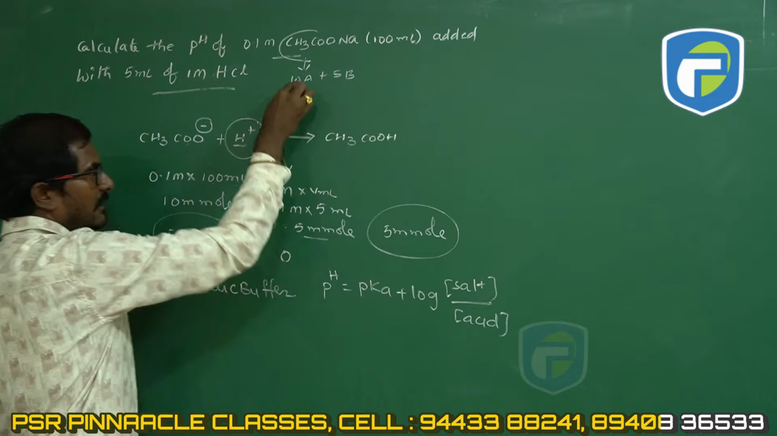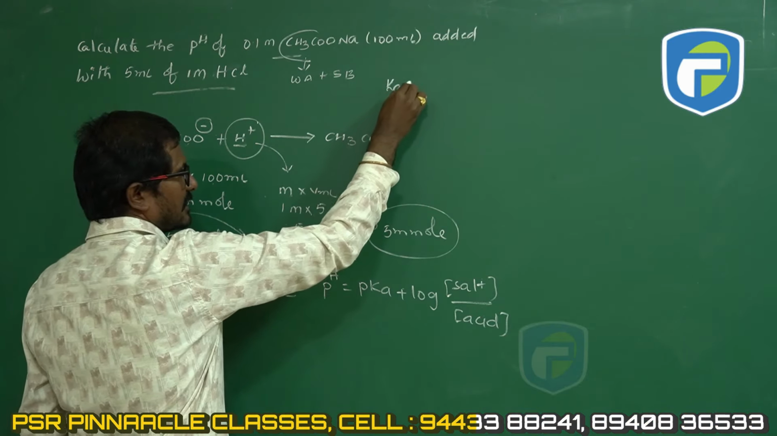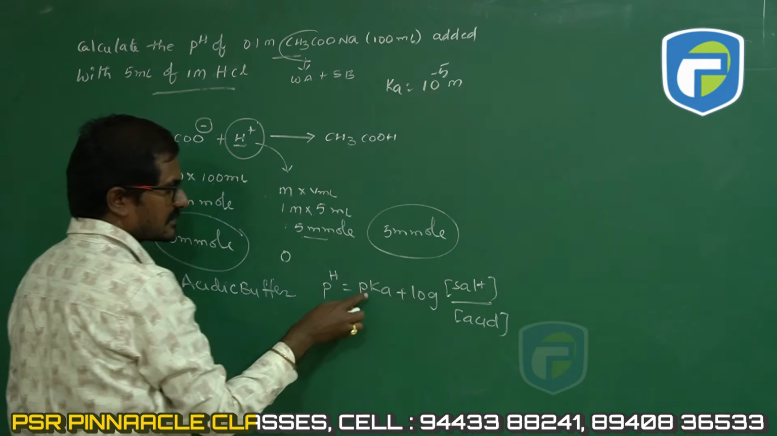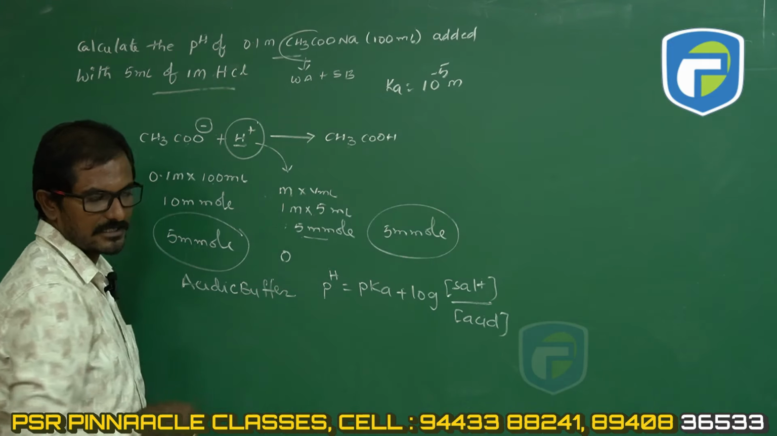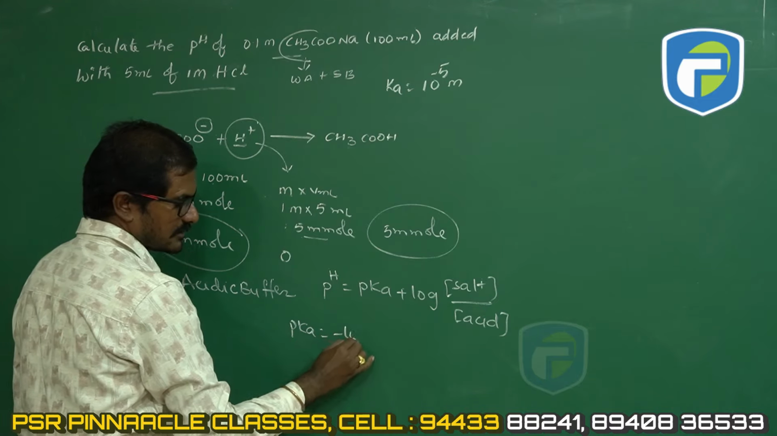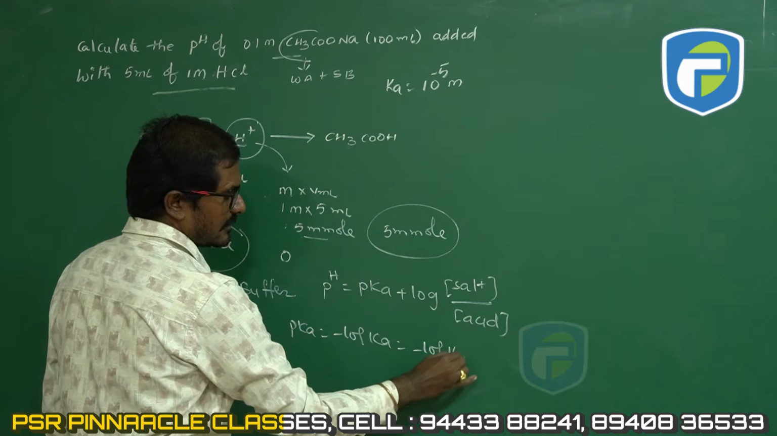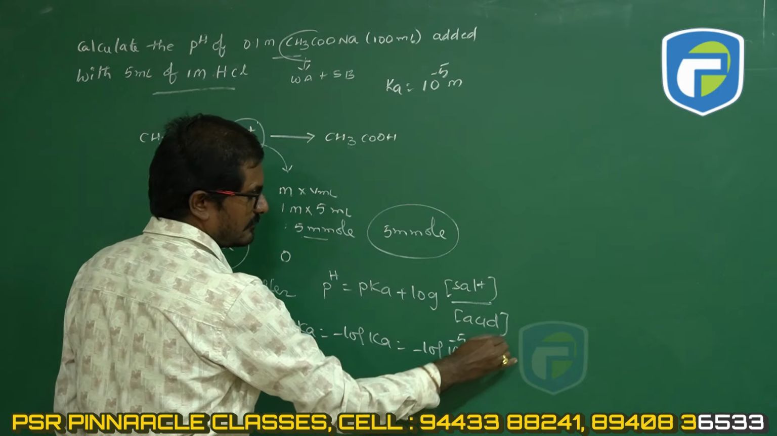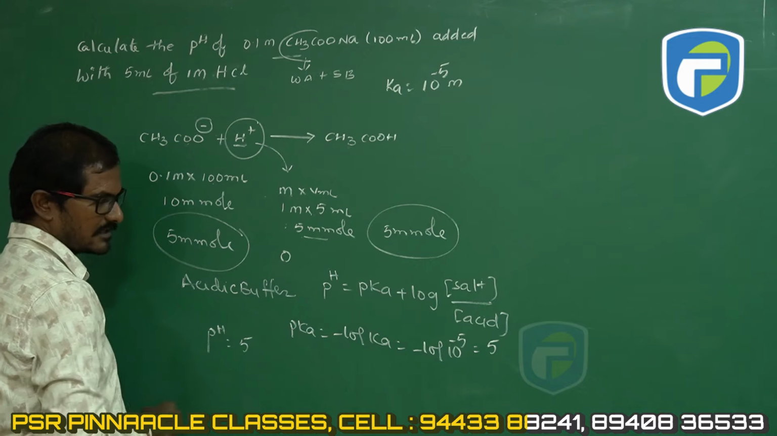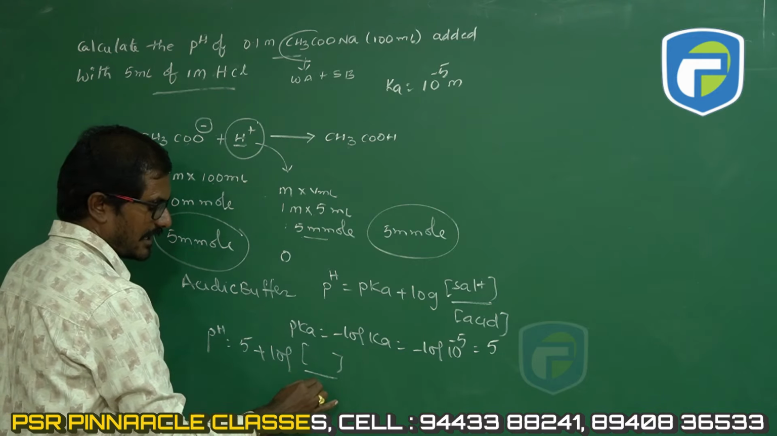Okay. Ka value will be given in the question. Consider Ka for acetic acid is 10 power minus 5 molar. Because Ka is given, you can calculate pKa. Then pKa is equal to minus log Ka, that will be equal to minus log 10 power minus 5, that will be 5. Then pH is equal to pKa, that is 5, plus log of salt by acid.